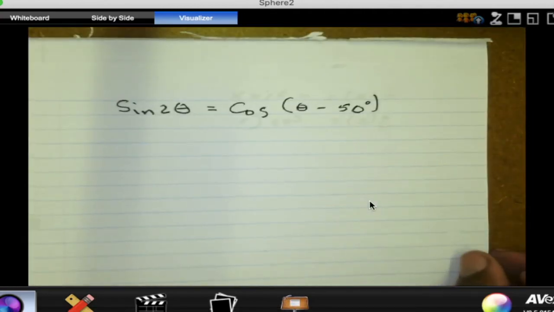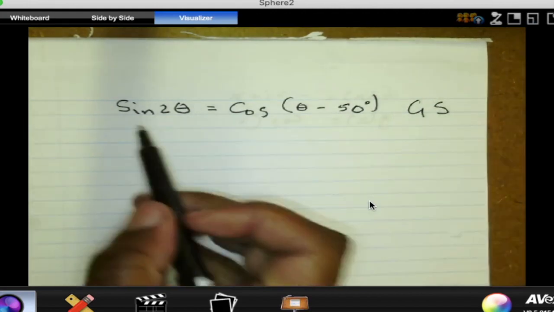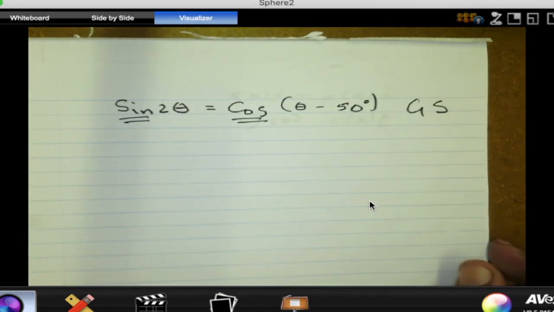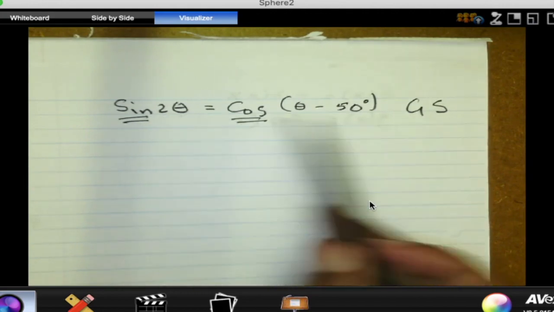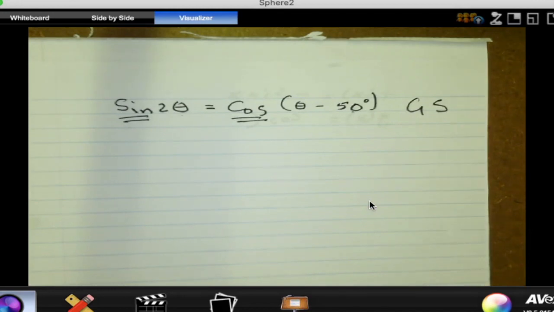Now, this equation, sine 2 theta is equal to cosine of theta minus 50 degrees. We want the general solution. Please take notes. We have two ratios here, so this is a mixture of sine and cosine in one equation. We cannot divide and change that to tan, because the angles are not equal. 2 theta and theta minus 50 are not equal, so we cannot divide and change that to tangent.